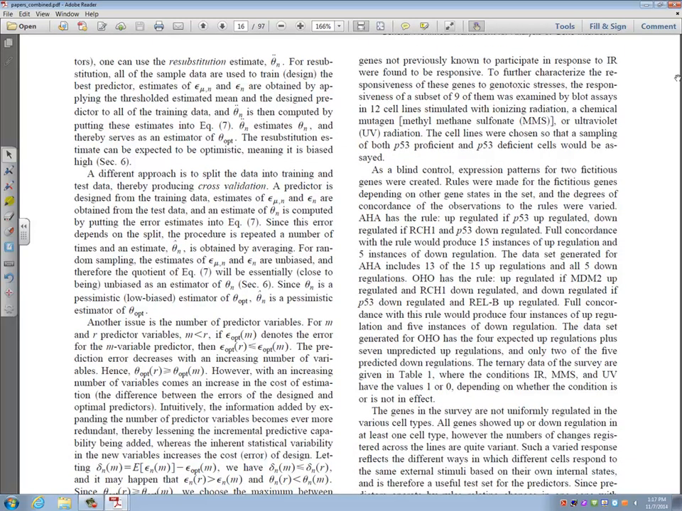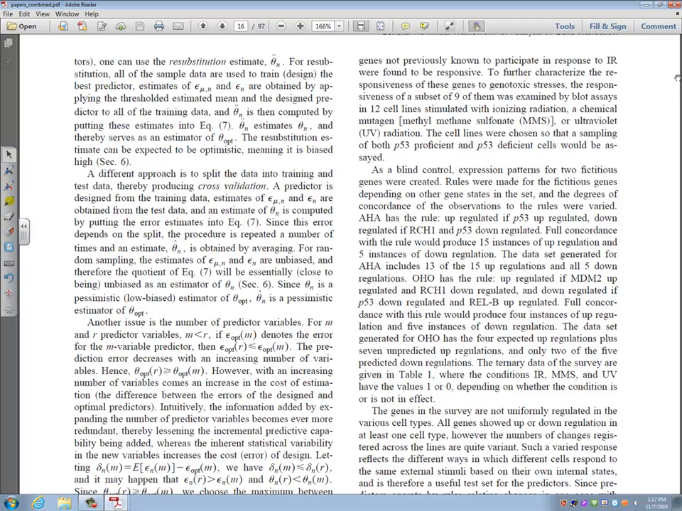So to further characterize the responsiveness of these genes to genotoxic stresses, the responsiveness of a subset of 9 of them was examined by blot assays in 12 cell lines. Okay, and you guys now know what blots are: the Southern blot, Western blot, and all that stuff. By blot assays in 12 cell lines stimulated with ionizing radiation.